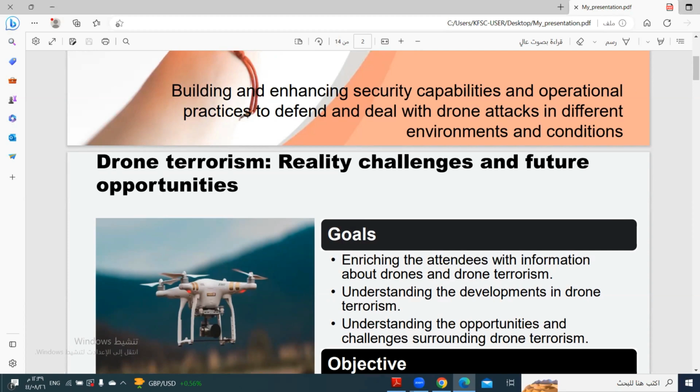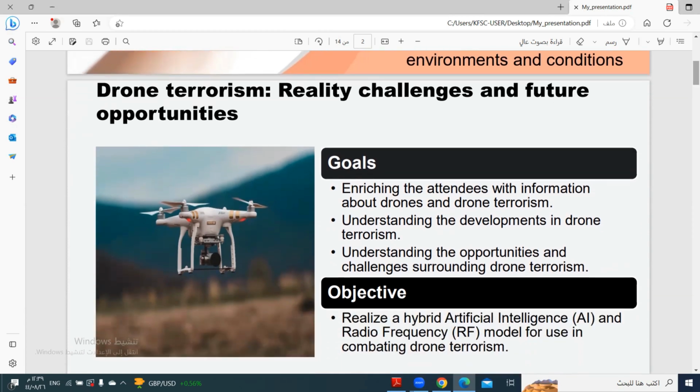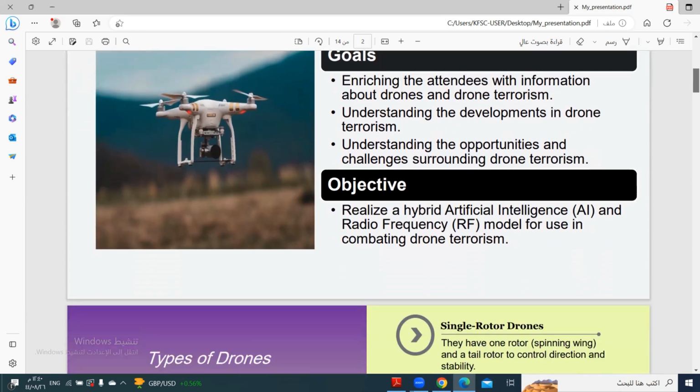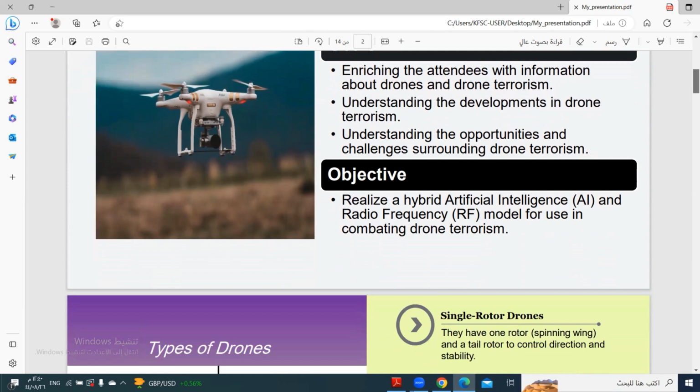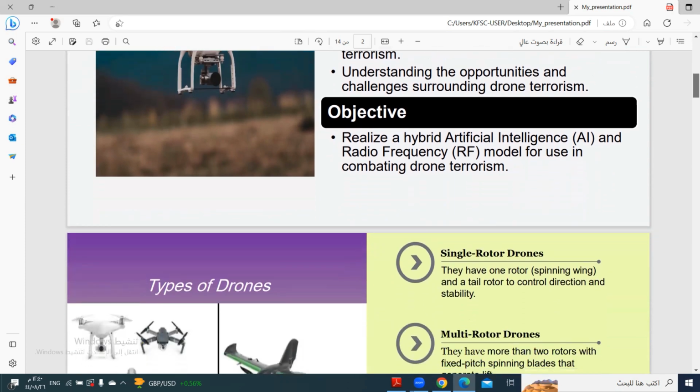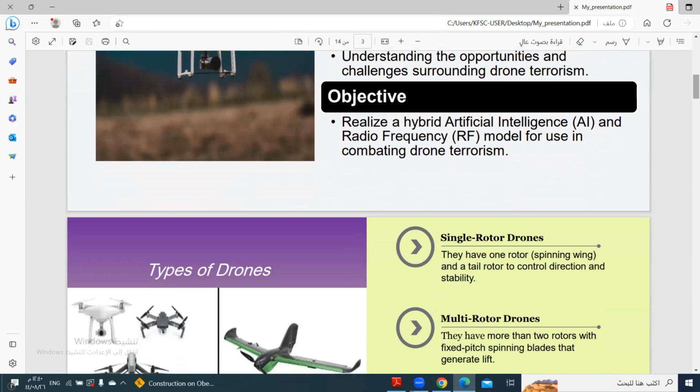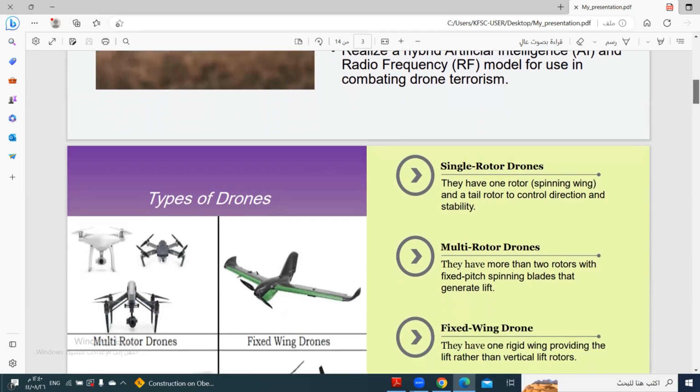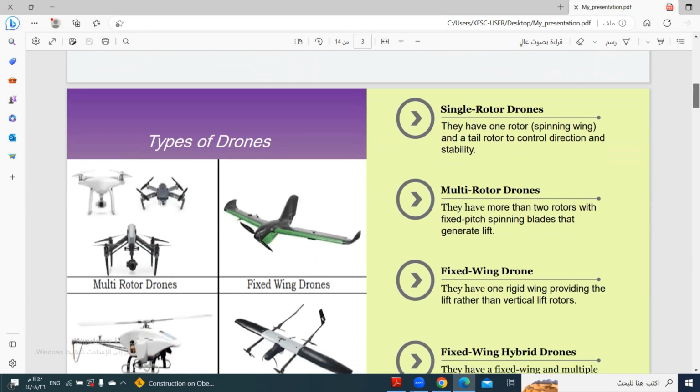In this model, our goal is to enrich the attendees with information about drones and drone terrorism, understanding the developments in drone terrorism, understanding the opportunities and challenges surrounding drone terrorism. The objective is designing a hybrid artificial intelligence and radio frequency model for use in combating drone terrorism.